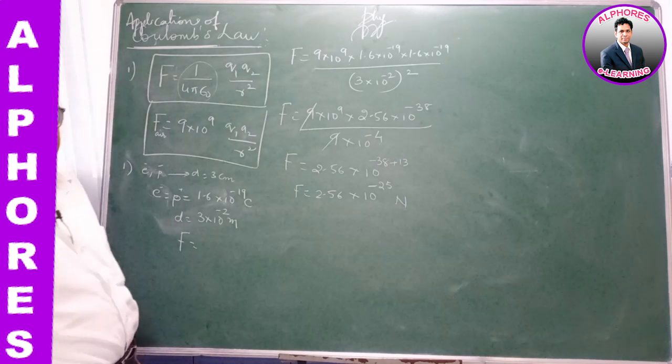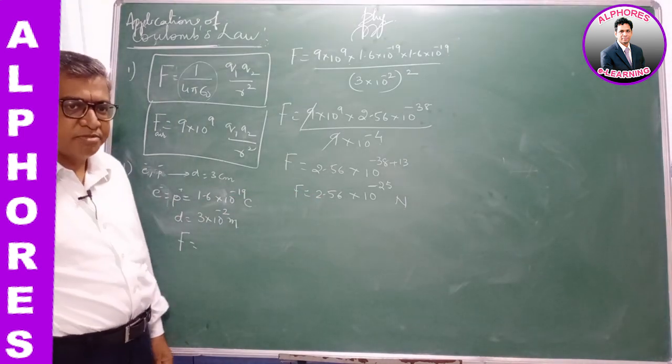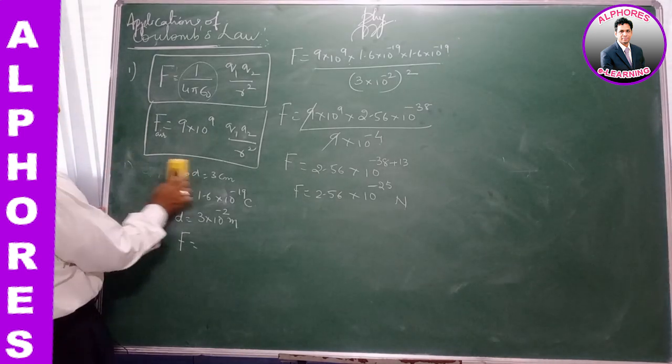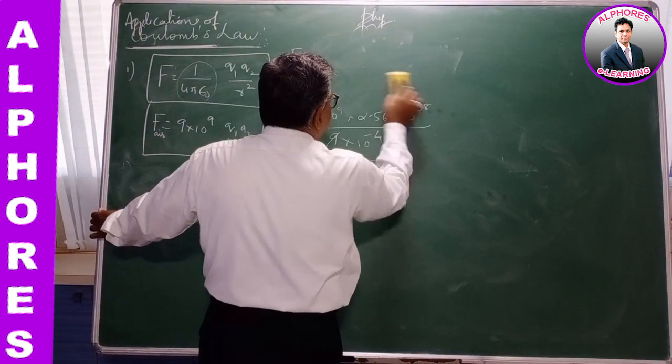So an electron and proton separated by a distance of 3 centimeter will attract with a force F equal to 2.56 into 10 power minus 25 newtons. A simple problem based on this. Now let us go a bit deeper.